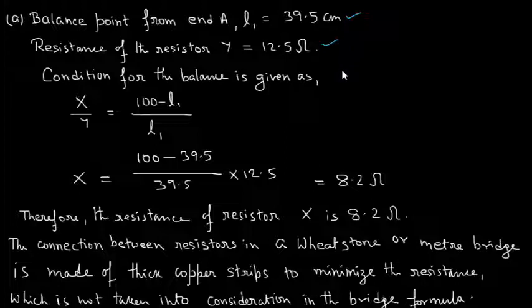Condition for the balance is given as X upon Y is equal to 100 minus L1 upon L1. X is equal to 100 minus 39.5 upon 39.5 into 12.5, that is 8.2 ohm. Therefore, the resistor X is 8.2 ohm.